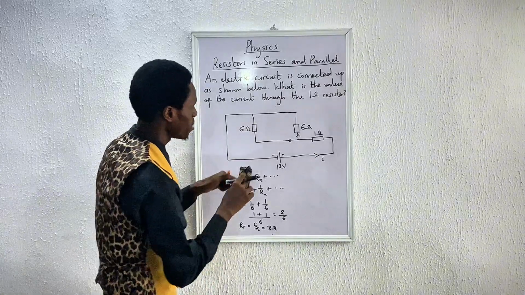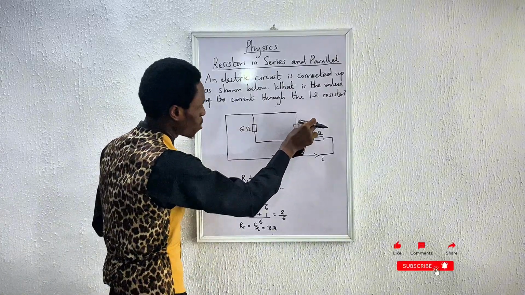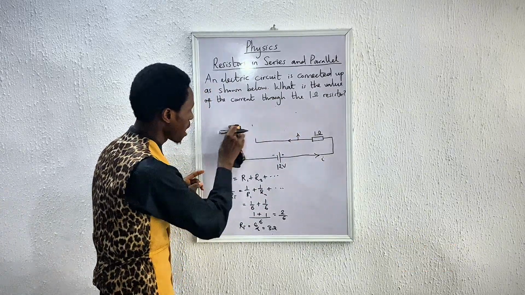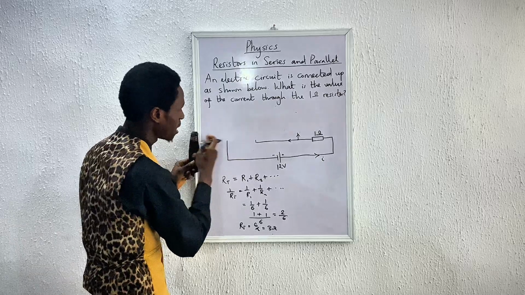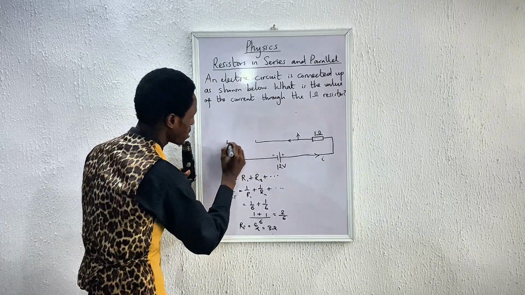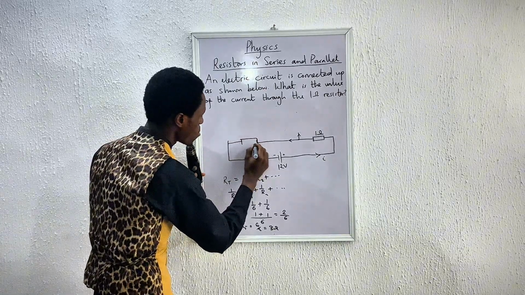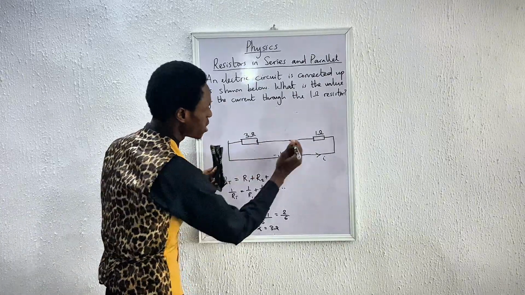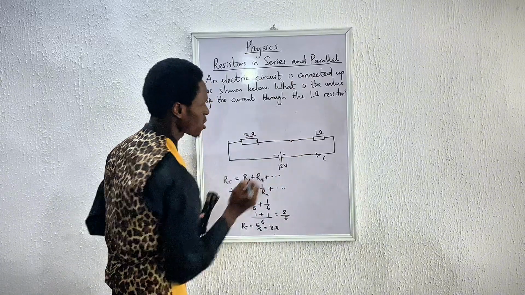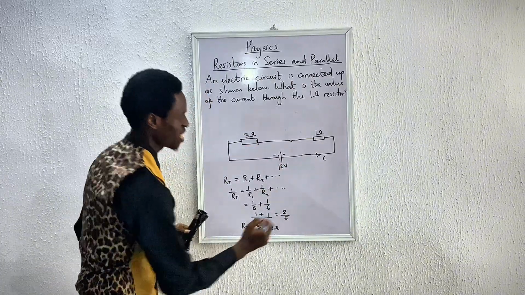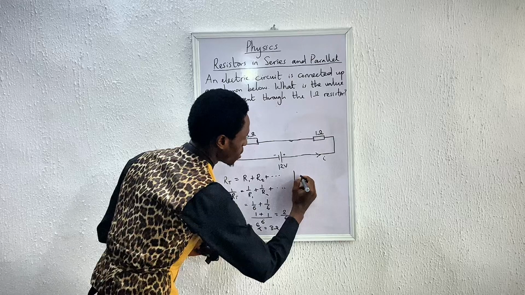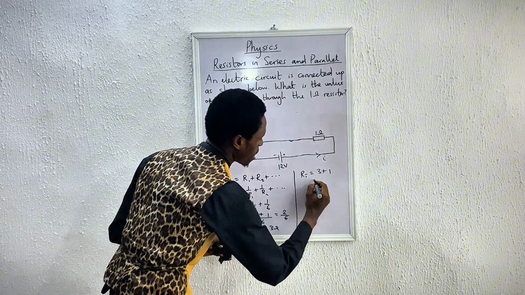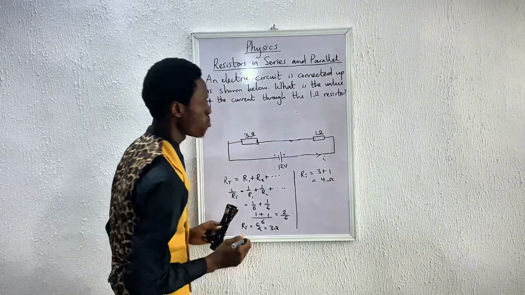So now, because of what we have done, I can erase this, then erase this, because what I have done is to parallel the line. Now I have a 3 ohm resistor in series with the 1 ohm resistor. Now we have this and this in series. So if we are solving that, we have the total resistance in series. That's 3 plus 1, and that gives us 4 ohms.